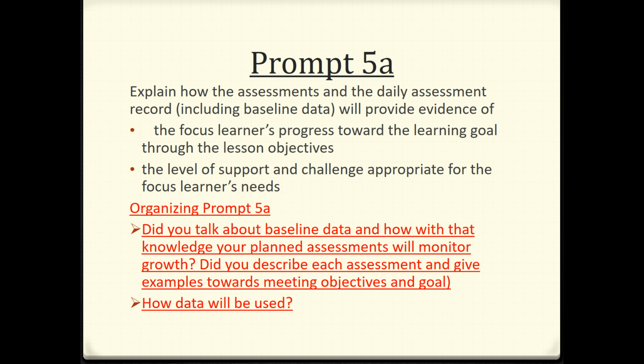Prompt 5A is explain how the assessments and the daily assessment record, including all baseline data, will provide evidence of the focused learner's progress toward the learning goal through the lesson objectives. The level of support and challenge appropriate for the focused learner's needs. Organizing prompt 5A. Did you talk about baseline data and how, with that knowledge, your planned assessments will monitor growth? Did you describe each assessment and give examples toward meeting objectives and the goal? How will the data be used?